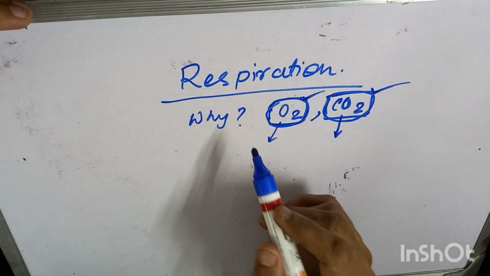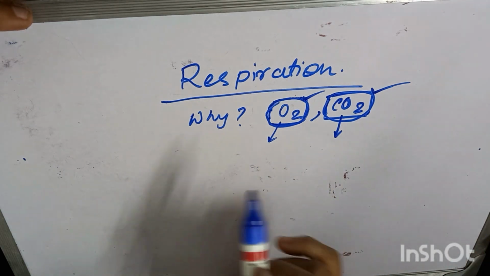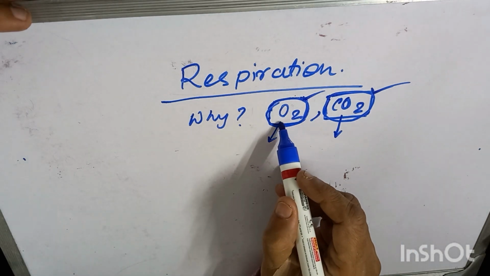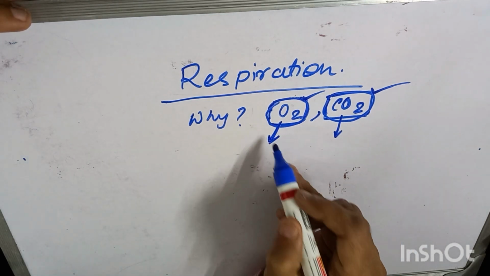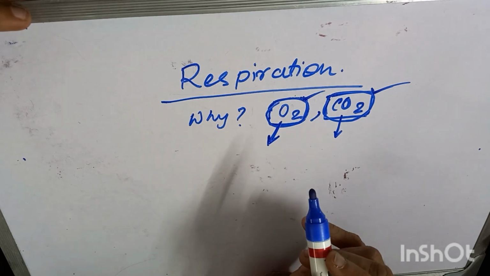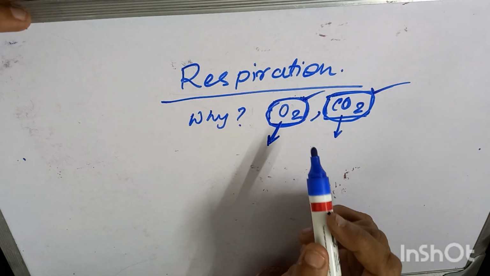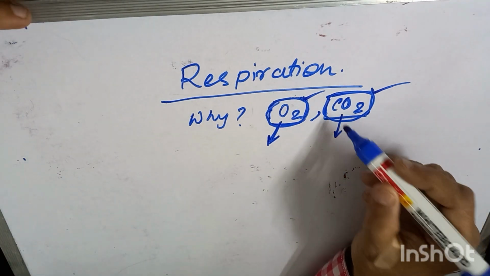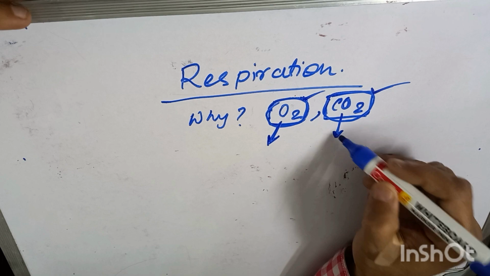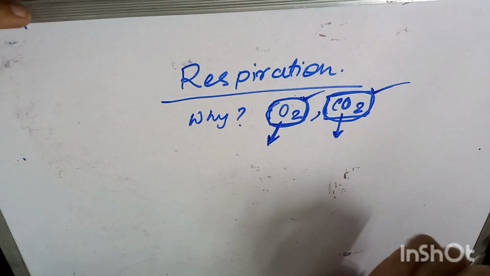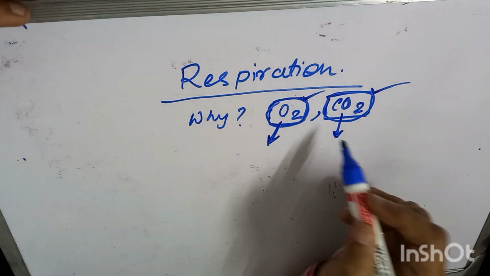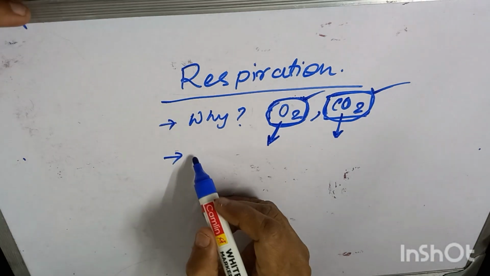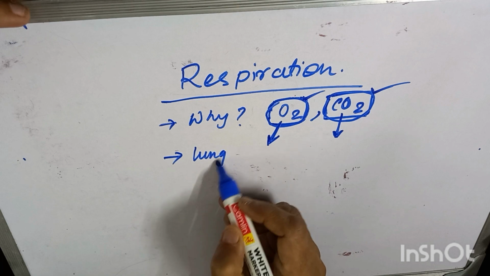So why are we learning this topic, respiration, in physiology? Because we need to know how our body consumes oxygen. It's a bit of a complex process, and the release of carbon dioxide is also a little bit complex. But preliminarily we will focus on the organ of respiration, and the organ of respiration is the lung.